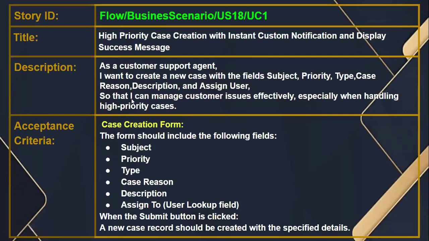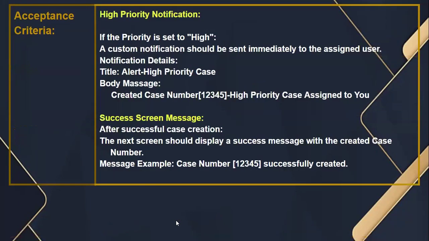Earlier we discussed creating a new case with the fields subject, priority, type, case reason and description, and the new field is Assign To user. These are all the fields we need to display. Up to description we already have them; we just need to add the assign to field. Once we click the submit button, the new record is created successfully, and we get a success message with the case number. This we also implemented previously.